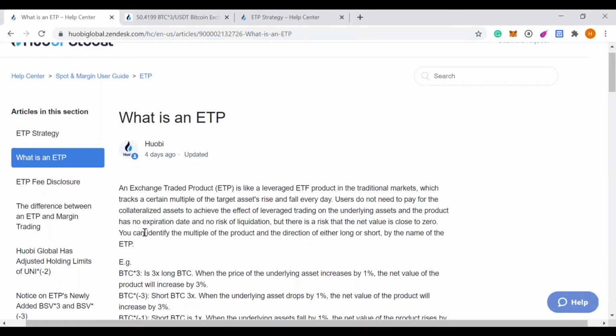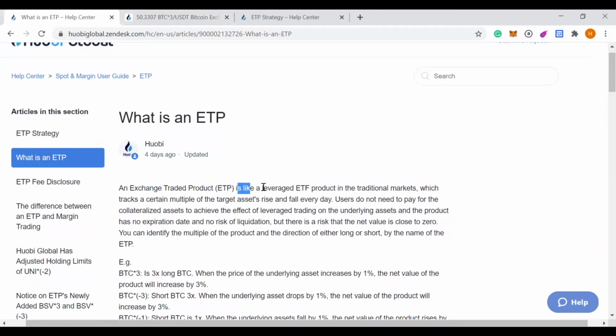So on Huobi, we've added many different types of leverage tokens or ETPs, and today we're going to go over why it is important, why you should or should not use them, and then some tips to make sure that this product is for you if you decide to trade it on Huobi. So let's go over what an ETP is.